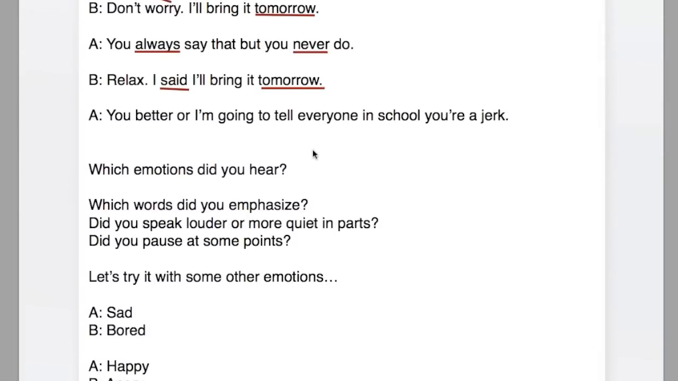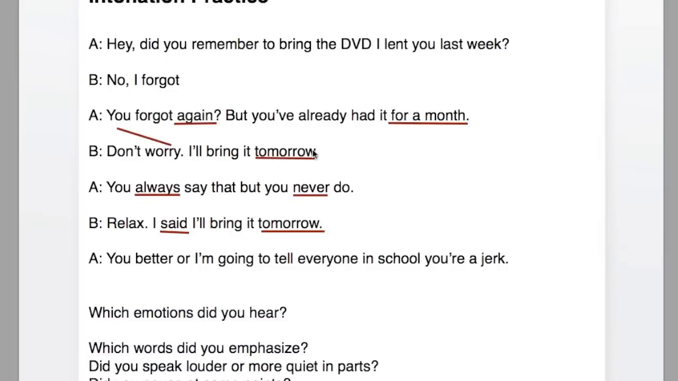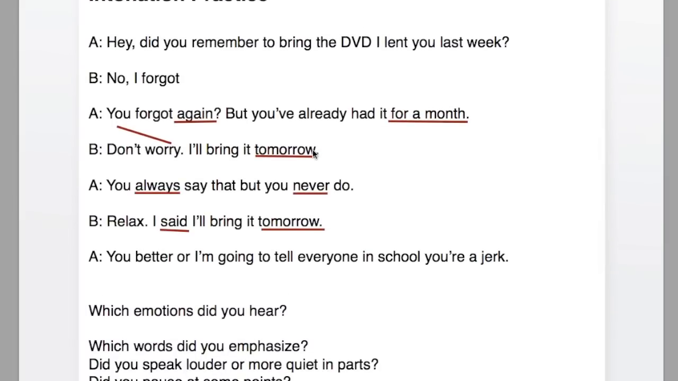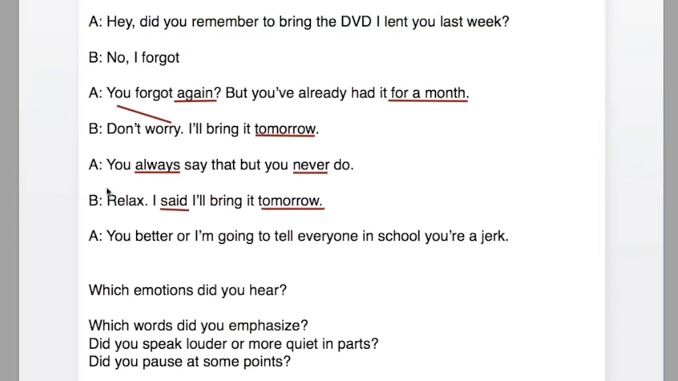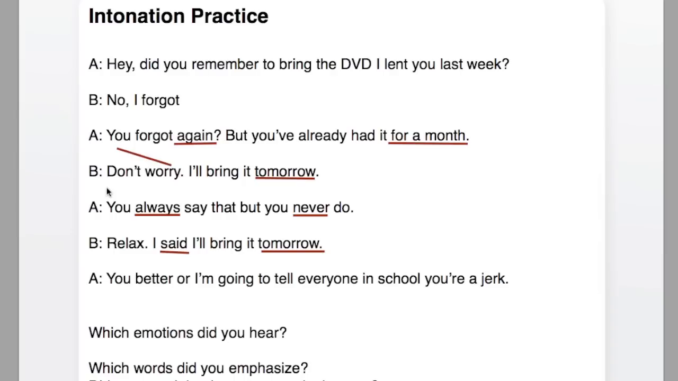Okay, so I'm going to have you be A. First let's do the normal one that we talked about, and then I'll have you do happy, and I'll be angry. Okay? Let's go through just the normal emotion of what's being conveyed here. So you be A, I'll be B, okay?